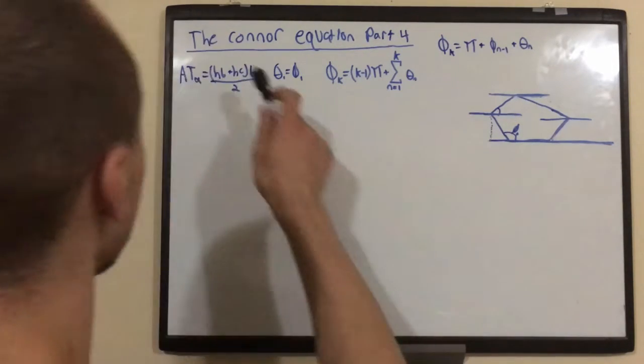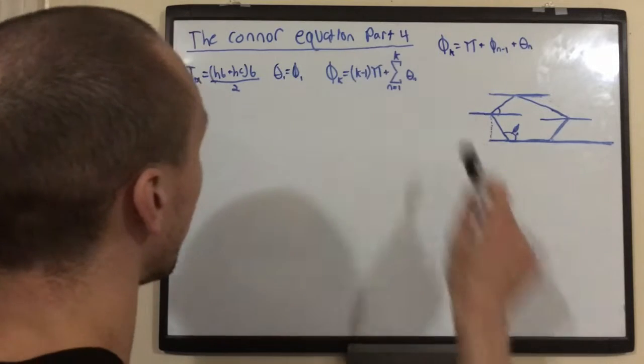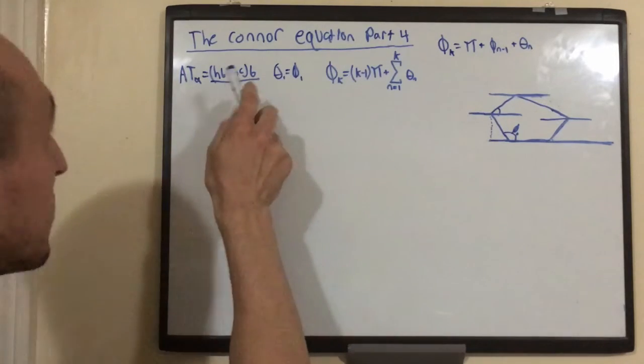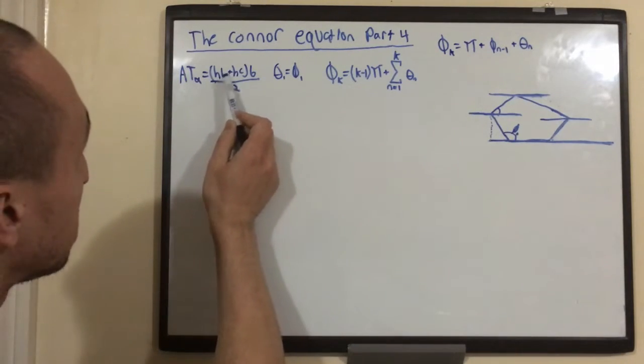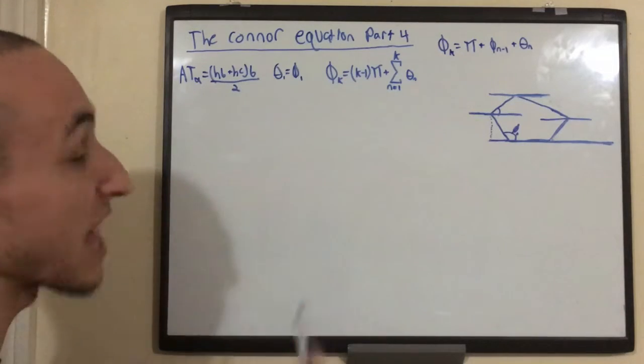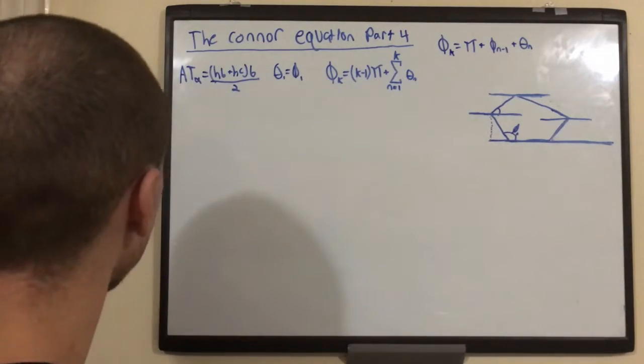Alrighty, welcome to the Conner equation part 4. Here we are going to focus on HB plus HC, that part of the Conner equation.